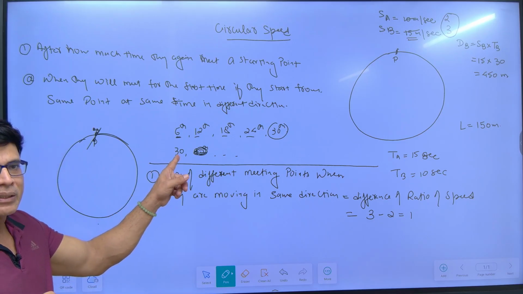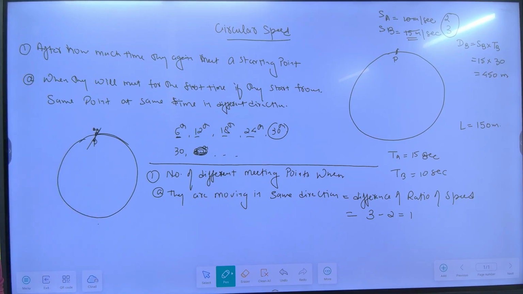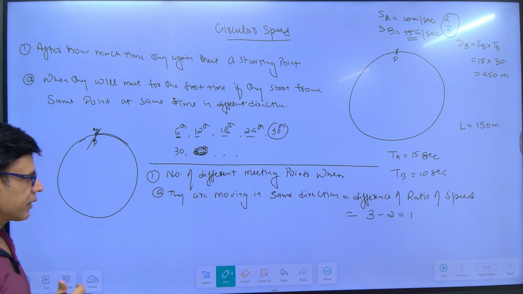Understood that 30 सेकेंड का मतलब क्या था कि 30 सेकेंड के बाद they will meet at the starting point. After 60 seconds again they will meet at the point P. After 90 seconds again they will meet at the starting point P. तो मीटिंग पॉइंट एक ही रहेगा उनका. They will meet multiple times, right. दौड़ते रहेंगे तो मिलते रहेंगे. But different meeting points will be what? Only one in this case, right?